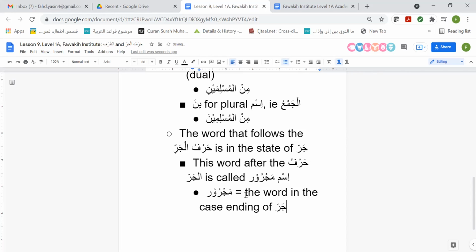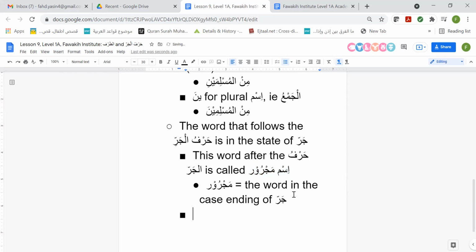Now, I'm not entirely sure if you've learned this word yet, but it is very commonly used in all grammar texts, really. It's like the basics. The reason is that it's kind of cumbersome and tedious to say, okay, you have the harf jar here, and then the word that follows is in the state of jar, right? Instead of saying all of that, they just say ism majrur. It's understood that that's the word that follows the harf jar, okay?